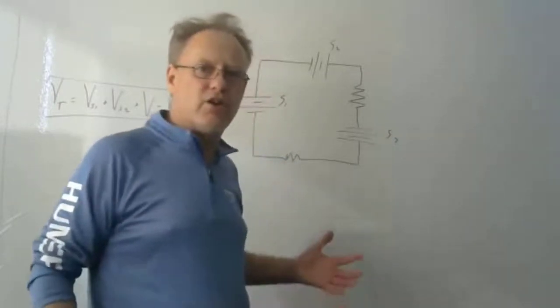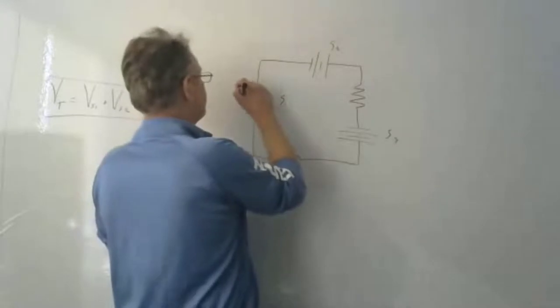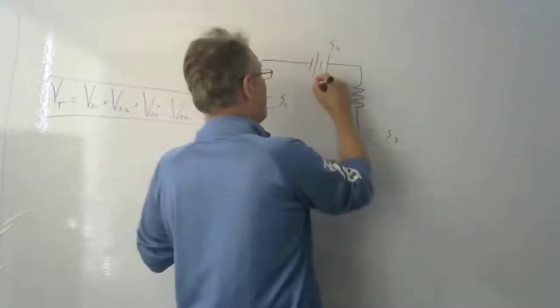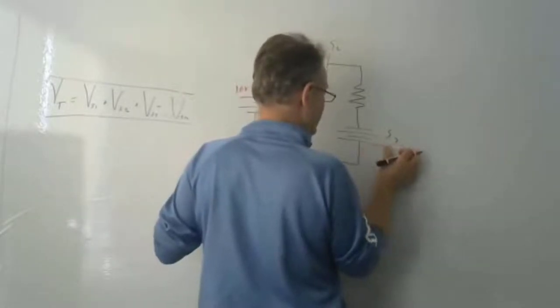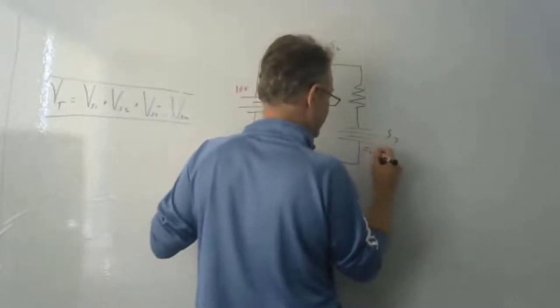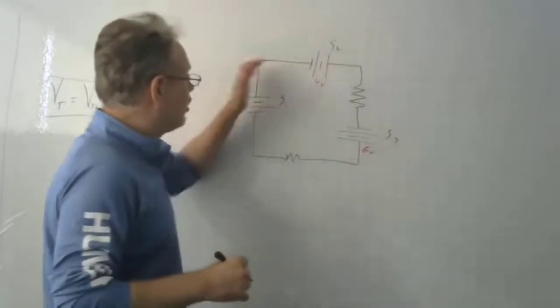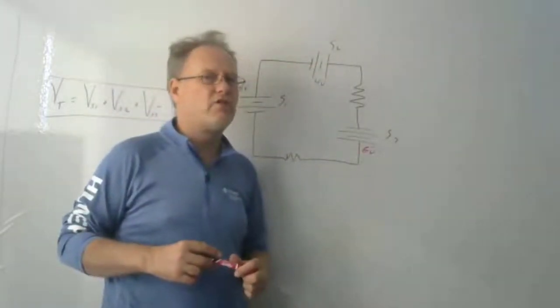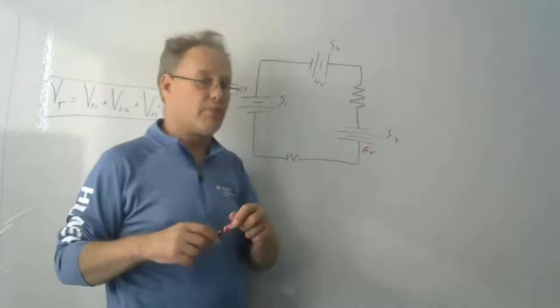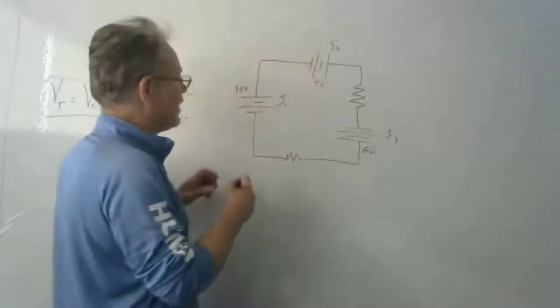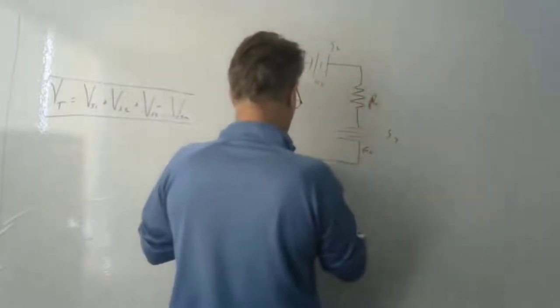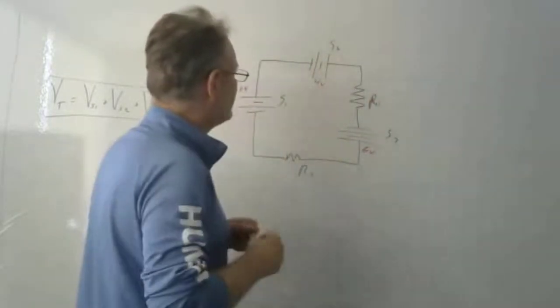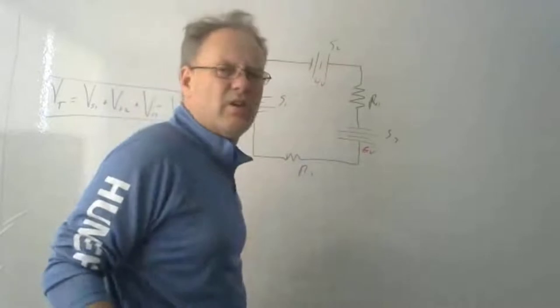Well, if I wanted to know the voltage of this, let's say this is 10 volts, this is 4 volts, and this is 6 volts. In this case, they're all in the same way, so I don't have to do some weird, funky math. Maybe we can do that in a bit, but let's just stick to this. Now, I've got my R1 and R2. So my question to you is, what do you want to figure out?